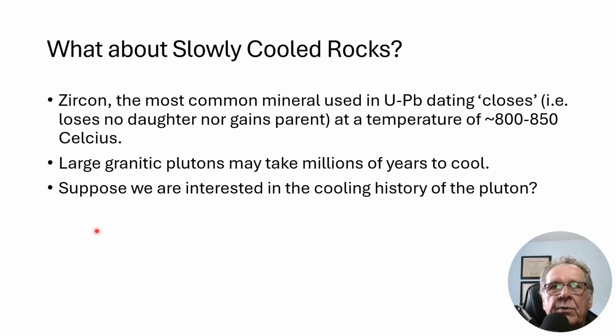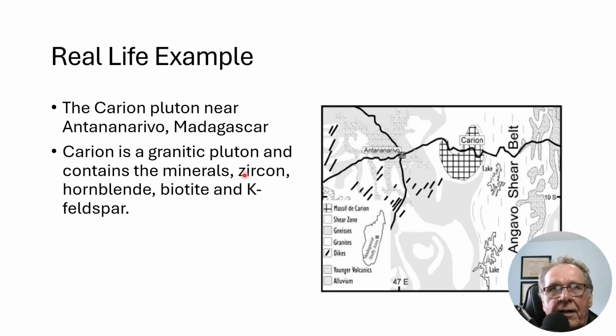What about slowly cooled rocks? Let's take a look at a big granite pluton that takes millions of years to cool, and we want to know how fast it cooled. Well, here's another real life example. All of these are from my work. This is a Carion pluton near Antananarivo in Madagascar. It's a granite. It contains zircon for uranium-lead, and contains hornblende, biotite, and K-feldspar. So we can get ages from all of these. We know they all close at different temperatures.